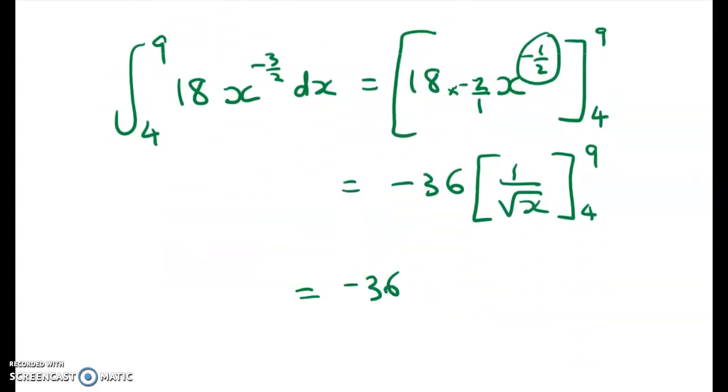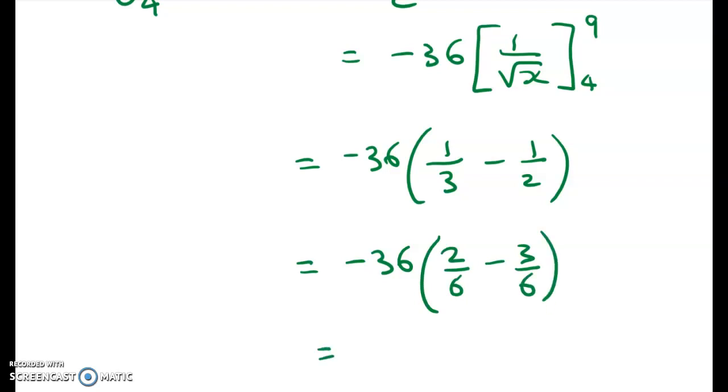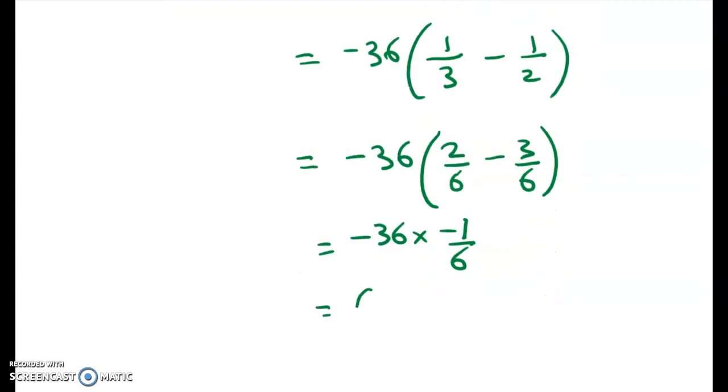So -36 times 1/3 minus 1/2. -36 times 2/6 minus 3/6. I know some of you will do that on your calculator. -36 times -1/6, which gives me a final answer of 6.